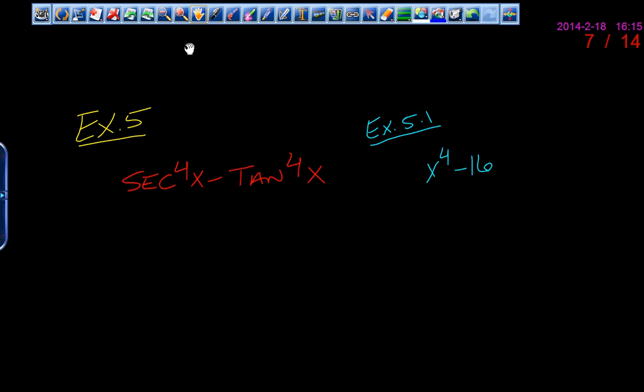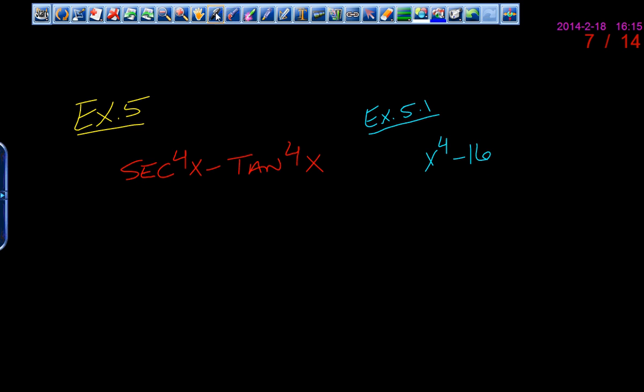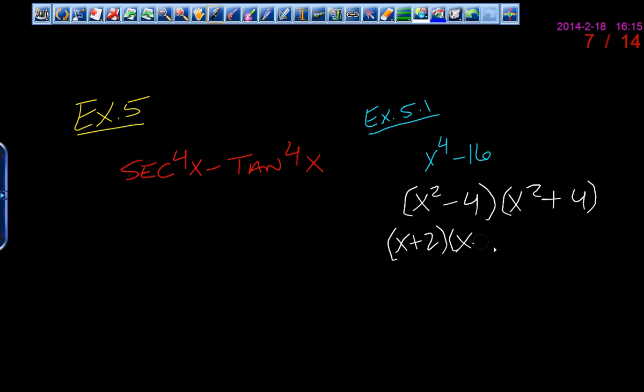Number 5. This one's a little tricky, so we're going to kind of take a sidebar here for a second. 5.1 first. This is difference of squares, but it's x squared minus 4 and x squared plus 4. Then from there, we're actually going to factor the left side again, so that's going to be x plus 2 and x minus 2. And then this one we can't factor. Like I said, you can't do sum of squares or something like that. So that is our answer.